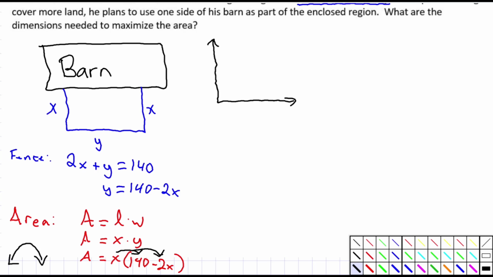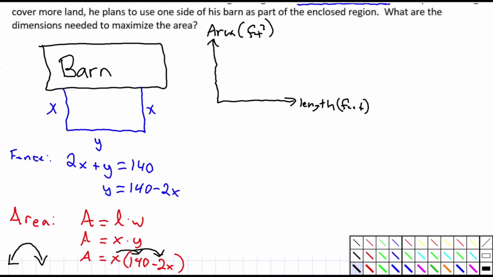And what does x stand for in this problem? So x is going to be my length, so I'm going to say that's my length in feet, and my y value is going to be my area in square feet. Okay, because remember, x is the side length of our barn here.